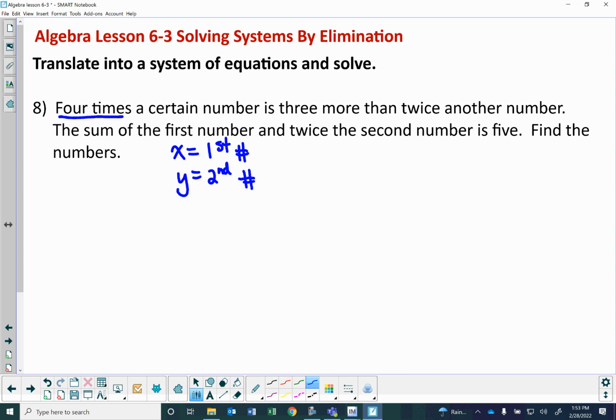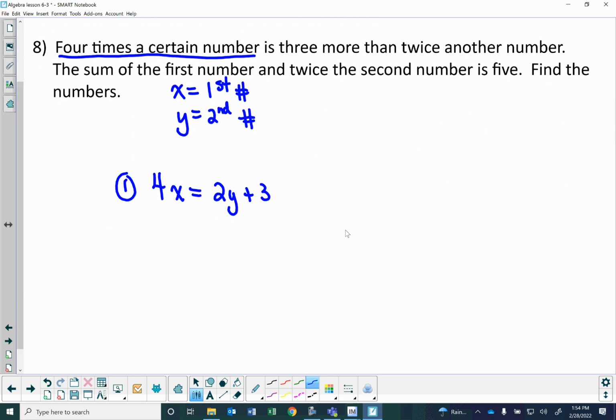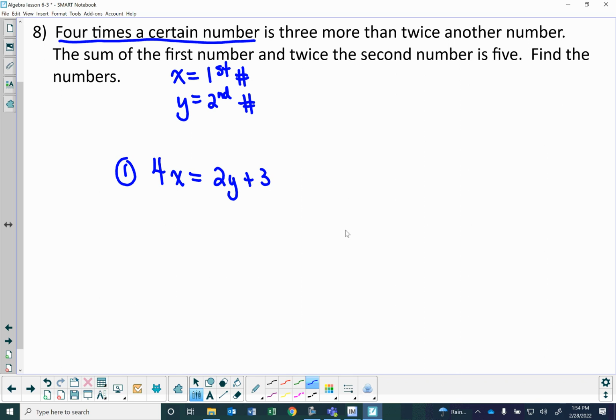So 4 times a certain number, let's just make it 4 times the first number, means equals 3 more than twice another number. So twice the other number, and then 3 more than that. So that's my first equation. And then the sum, which means added together, of the first number and twice the second number is 5. That's my second equation.